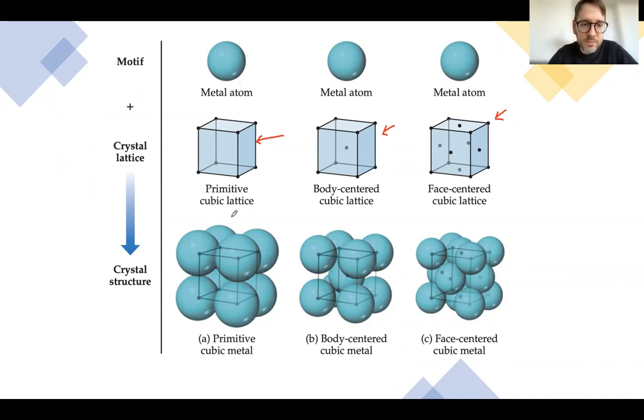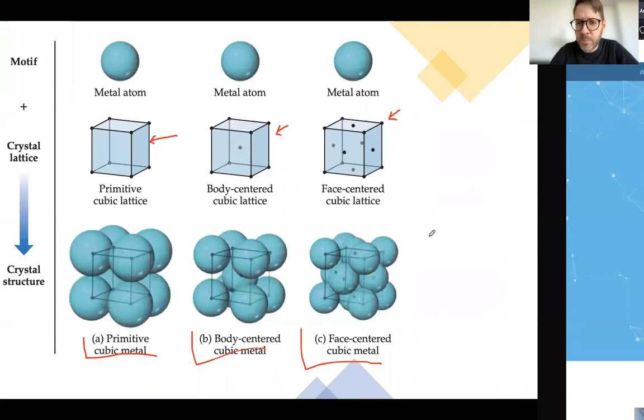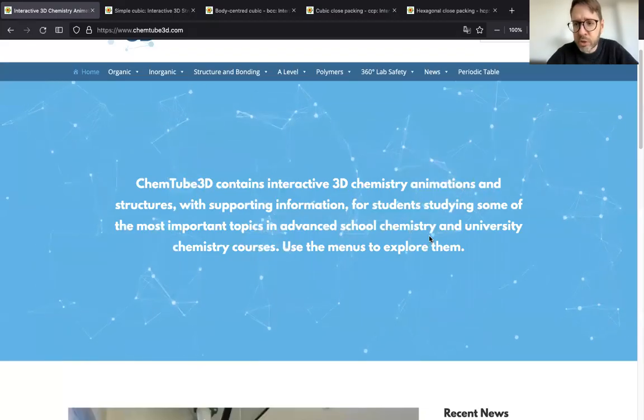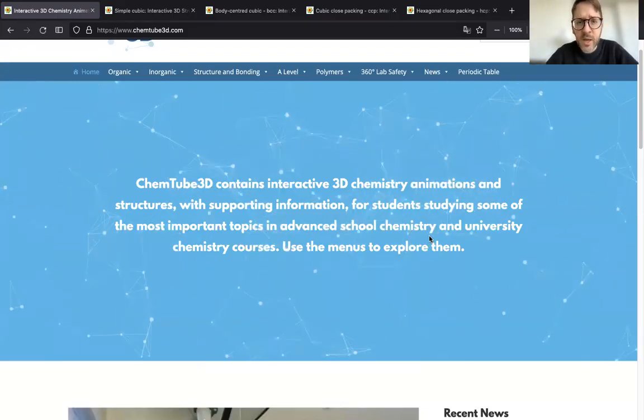And then this gives rise to different kinds of crystal structures. So the primitive cubic metal, the body-centered cubic metal, and the face-centered cubic metal structures for this case. Also, I would like to show you an interesting website that you can use to visualize these things in 3 dimensions.